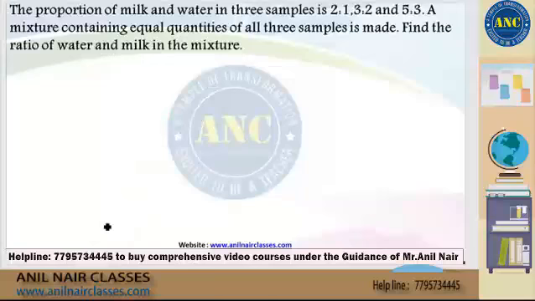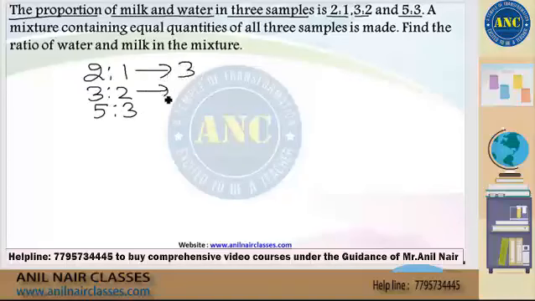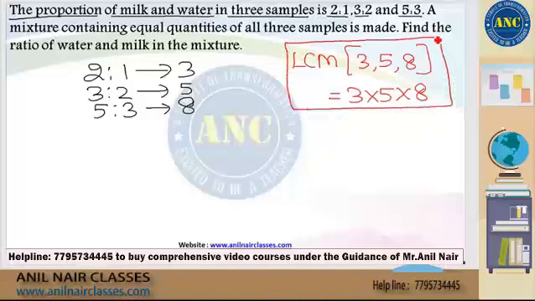Suppose, for example, see here. Same logic once again for your better understanding. Proportion of milk and water in 3 samples is 2:1, 3:2 and 5:3. 2 plus 1 is 3. 3 plus 2 is 5. 5 plus 3 is 8. 3, 5 and 8, I should take the LCM. LCM of 3, 5 and 8 is nothing but 3 into 5 into 8, because I told you that 3, 5 and 8 are all co-primes.